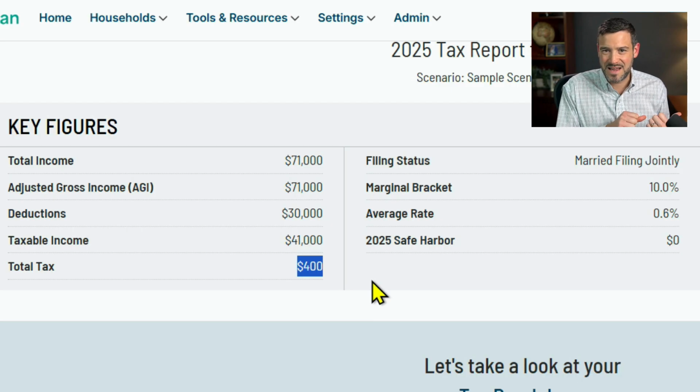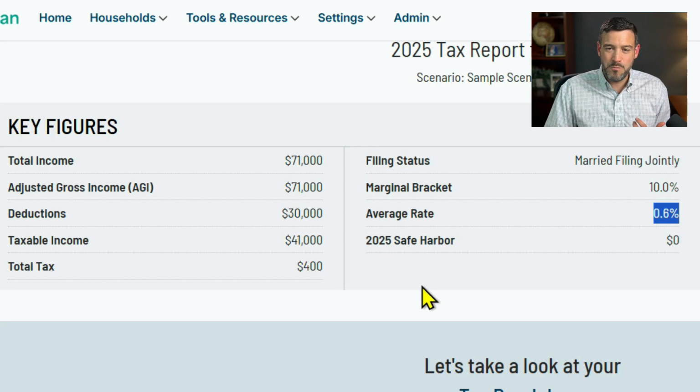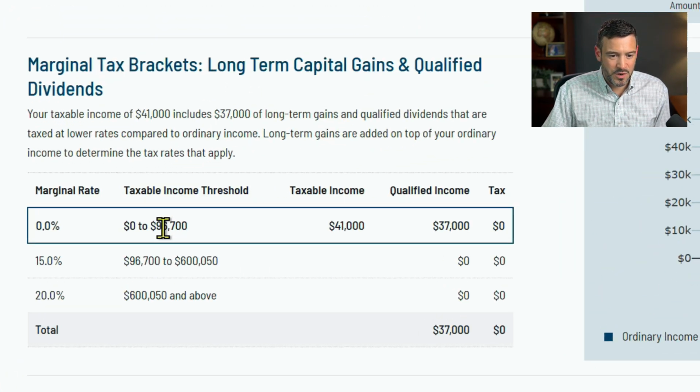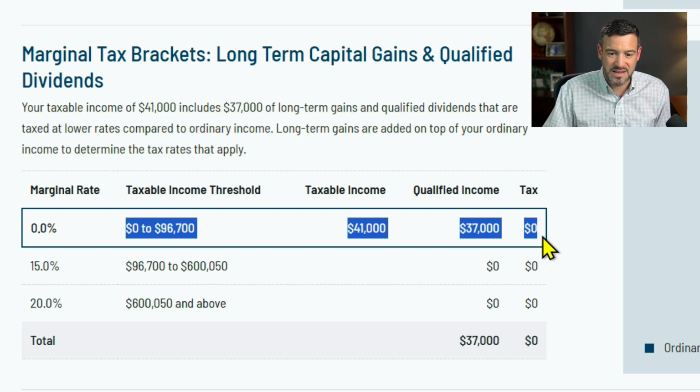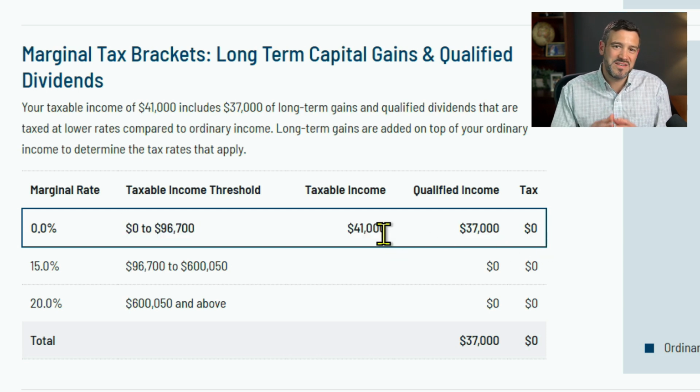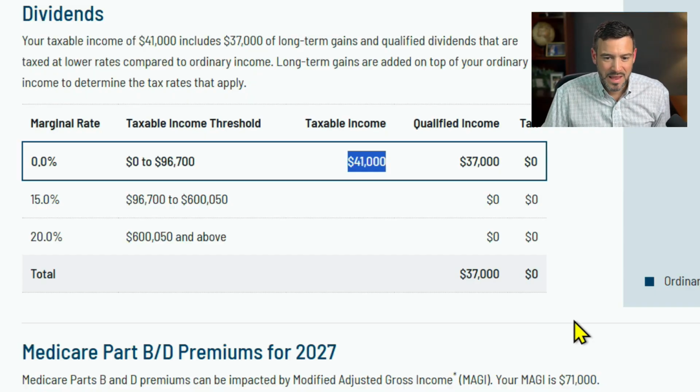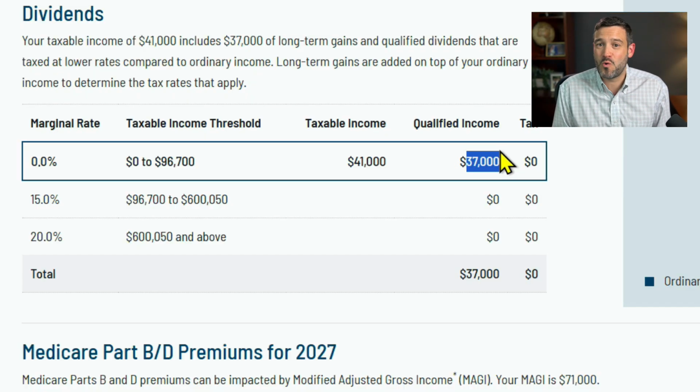So going back to the last example, we were only paying $400 worth of taxes, an average rate of 0.6%. And then we raised $50,000 in cash for spending purposes, and we still stay in the same bracket. The reason why is that if we look at their overall long-term capital gains and qualified dividend bracket, all of that gain went to fill that bracket. So now we're at $41,000 of total income. That's the $71,000 of total income minus the $30,000 deduction. And then $37,000 of that is considered qualified income. So qualified dividends plus long-term capital gains, all of which falls within the 0% tax bracket.